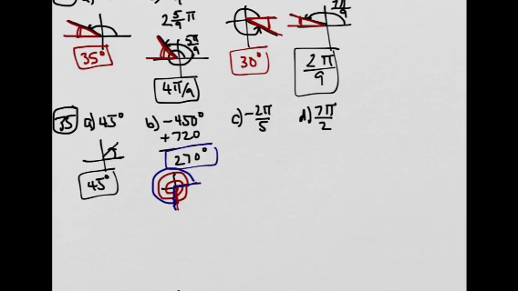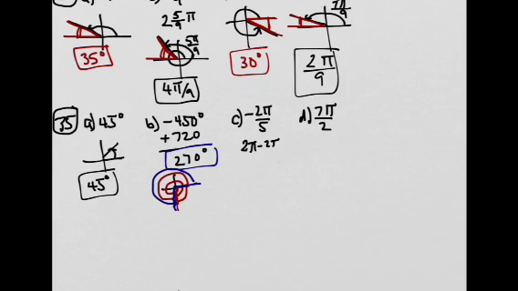For negative 2 pi over 5, I'm going to add 2 pi. Is that your last one? Almost. So I'm going to add 2 pi to negative 2 pi over 5. So I need a common denominator, so it's going to be 5. So this 2 pi becomes 10 pi over 5 minus 2 pi over 5. So that gives me 8 pi over 5. And 8 pi over 5 is between 0 and 2 pi.